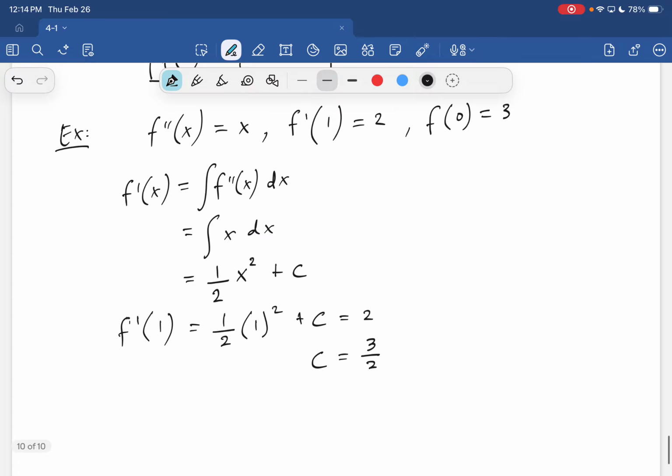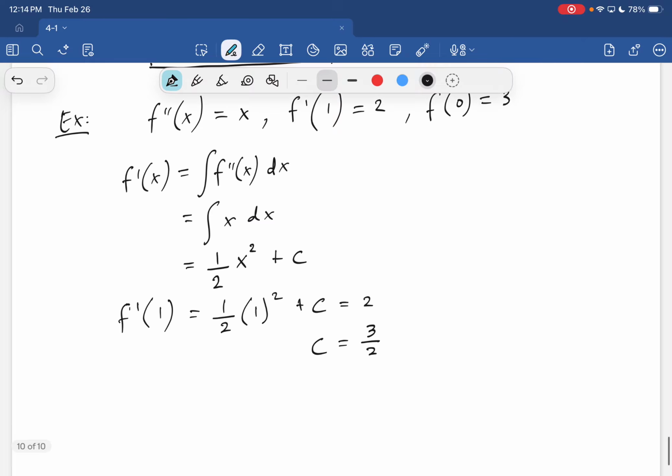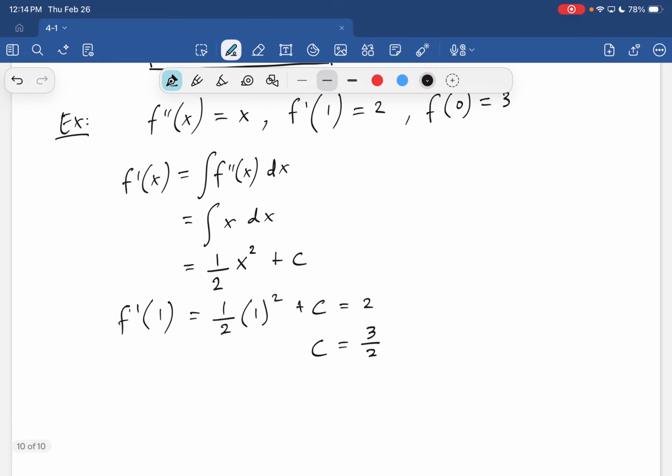Any questions? So that's the only way to solve for c: you need to have an initial condition in order to solve for c. All right? So that narrows down exactly what f prime of x is. The first derivative equals 1/2 x squared plus c, which is 3/2.